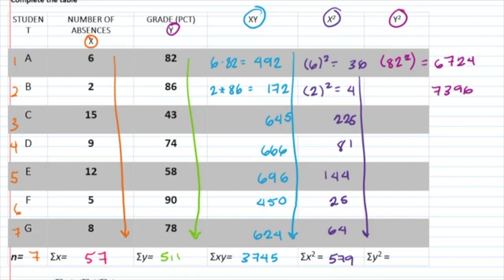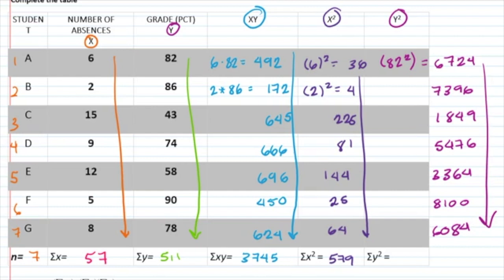Then 7,396. 1,849. 5,476. 3,364. 8,100. 7,056. And then I add this column, and that's going to be the sum of the y squares, and it's actually a really large number. There it is. That's the answer.